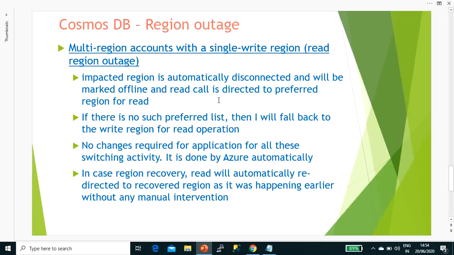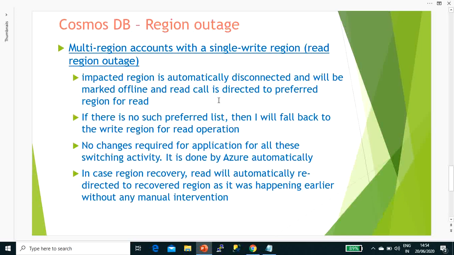Multi-region accounts with a single write region. Read regions outage is there. Let's suppose we have created one Cosmos DB account with some A region as the write region and C, D, E as read regions. So if anything is impacted in any of the C, D, E regions, if there is any outage with those read regions, it will automatically get disconnected and will be marked offline.